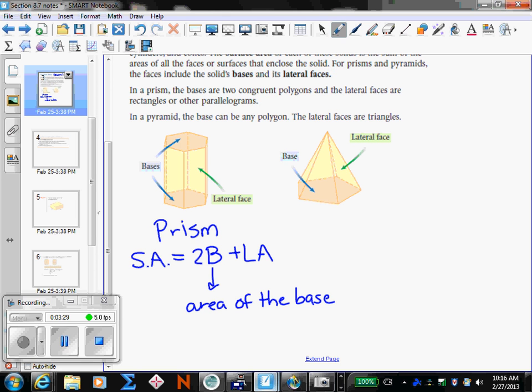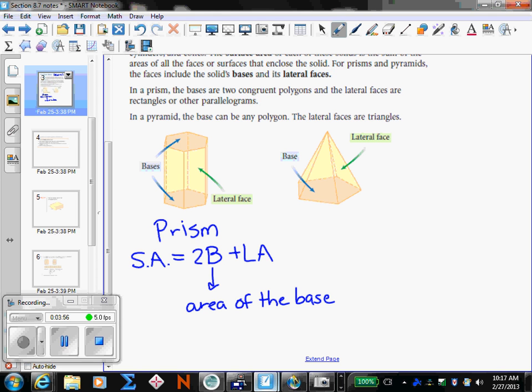of whatever the base figure is. So in this case, the base is a regular polygon. It could be a triangle base. It could be a rectangular base. You need to use your area formulas that you learned in the first 5 sections and then find the area of the base and then add to it the lateral area.